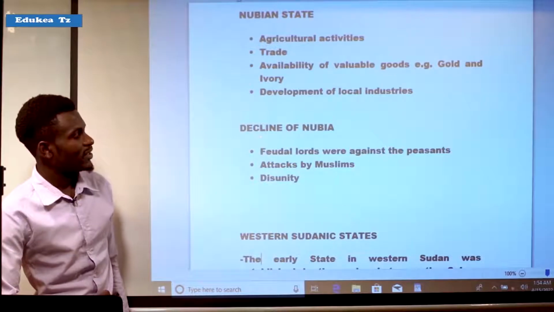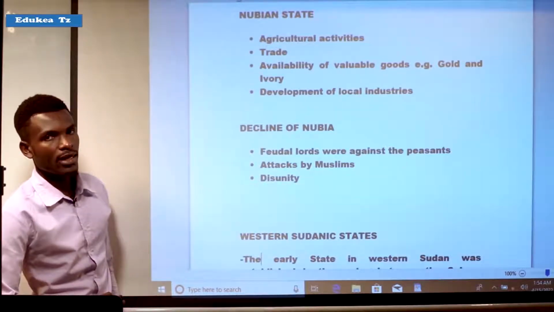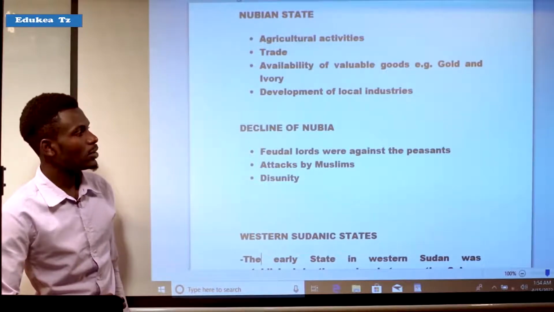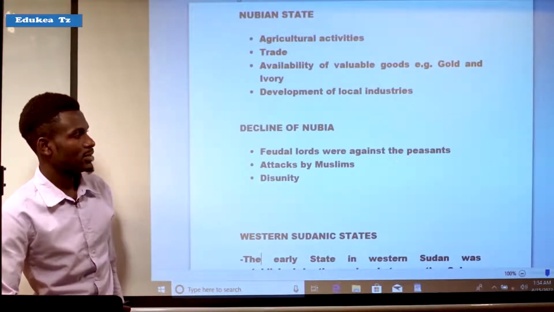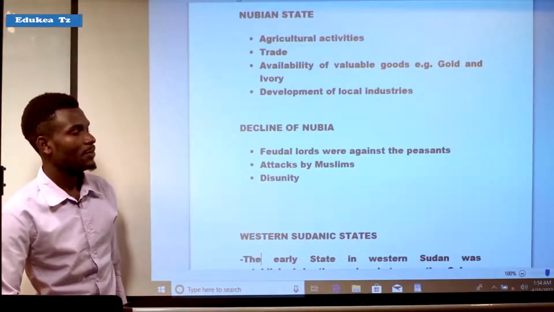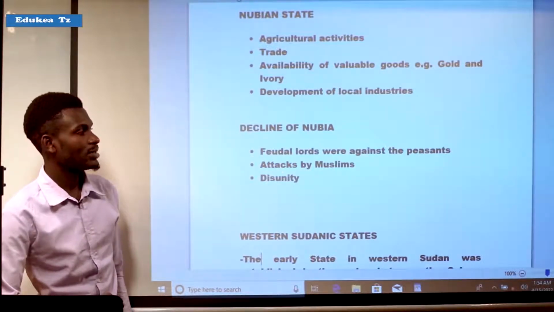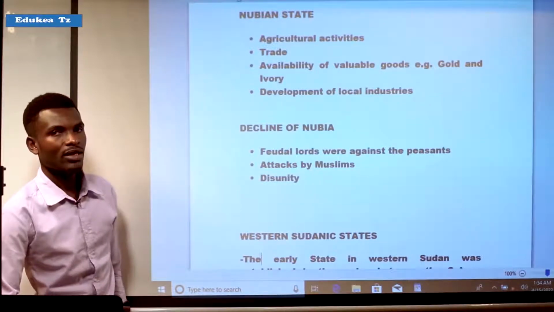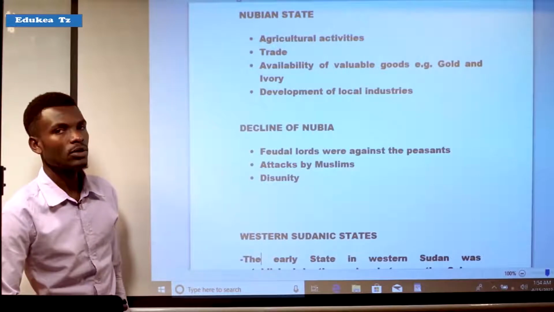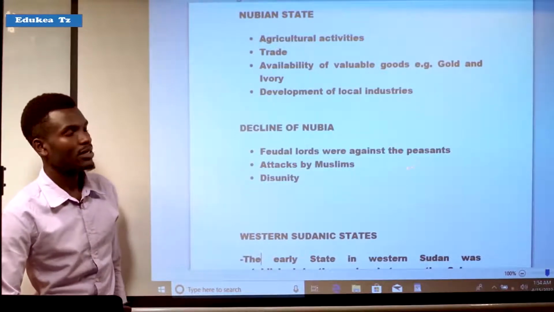Let us see the factors for the decline of Nubia or the Nubian state. The first factor was that feudal lords were against the peasants. It means that the feudal lords were against the peasants, and the peasants were against the feudal lords because there was exploitation, whereby the feudal lords were exploiting the peasants.